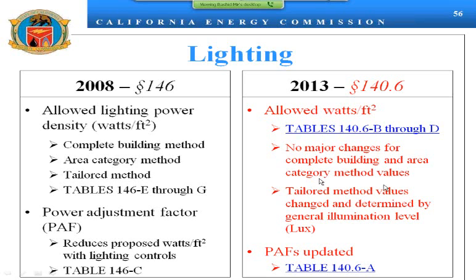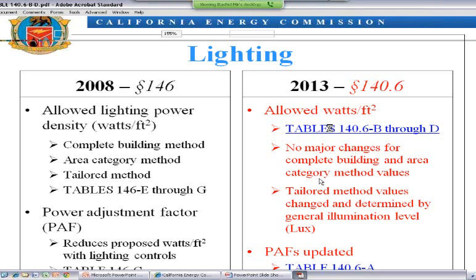The one significant change in regards to the allowed watts per square foot did occur to the tailored method. The tailored method values were changed. It's now determined by general illumination level. It used to be the IESNA illuminance category. That has changed to a lux level now. And we'll talk about that when we look at the table.